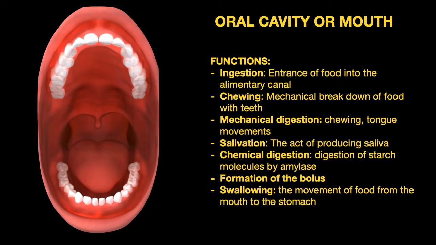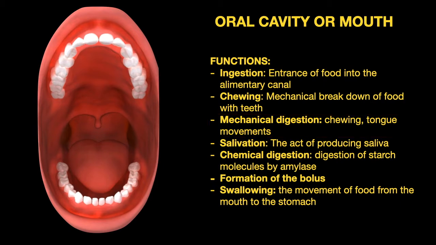Mechanical digestion is also produced by tongue movements. Perhaps you have heard that the tongue is the strongest muscle in the body. It is difficult to quantify the strength of different muscles, but the tongue is one of the strongest ones. The tongue facilitates ingestion, mechanical and chemical digestion, and swallowing.